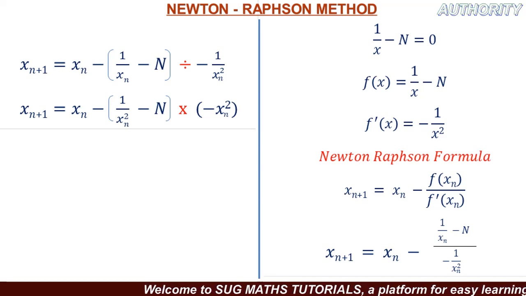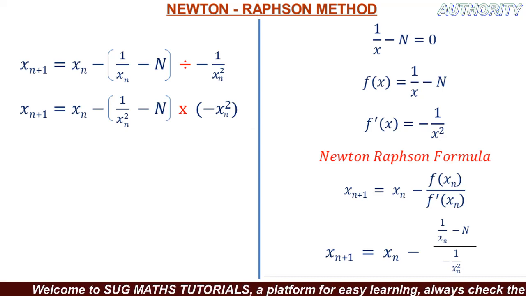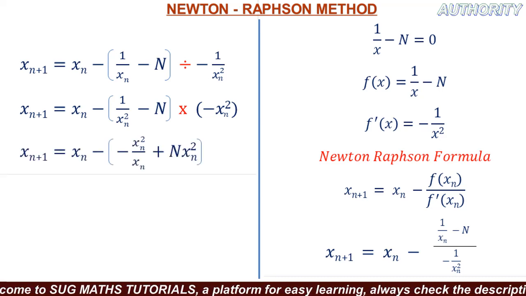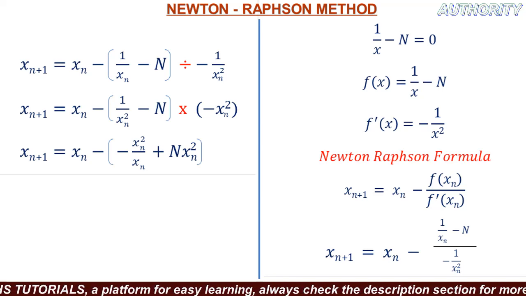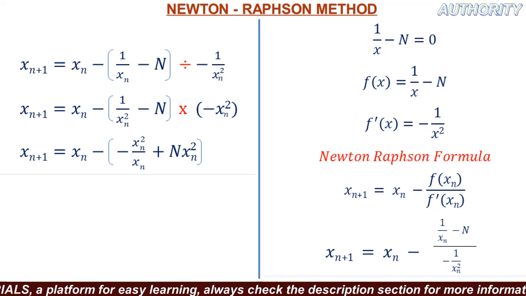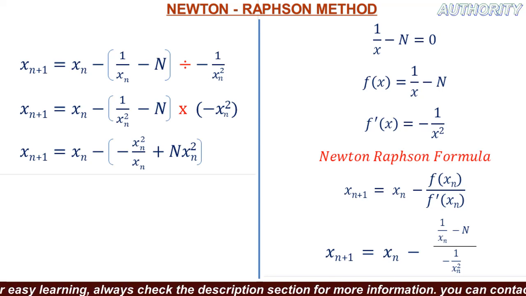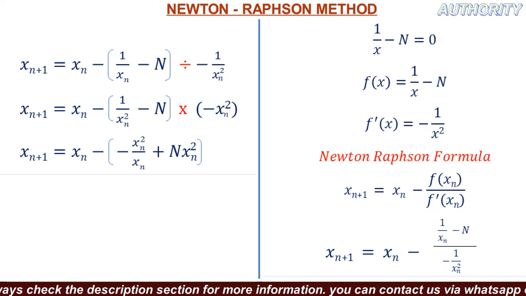Let's use this minus x squared to open the bracket. When you open the bracket, we are going to have xn plus 1 is equal to xn minus open bracket. When this minus x squared multiplies the first term inside this bracket, which is 1 all over xn, it is going to give you minus x squared all over xn, plus, when this minus x squared multiplies the n inside the bracket, it is going to give you positive n x squared. Now let's use this minus to open the bracket.